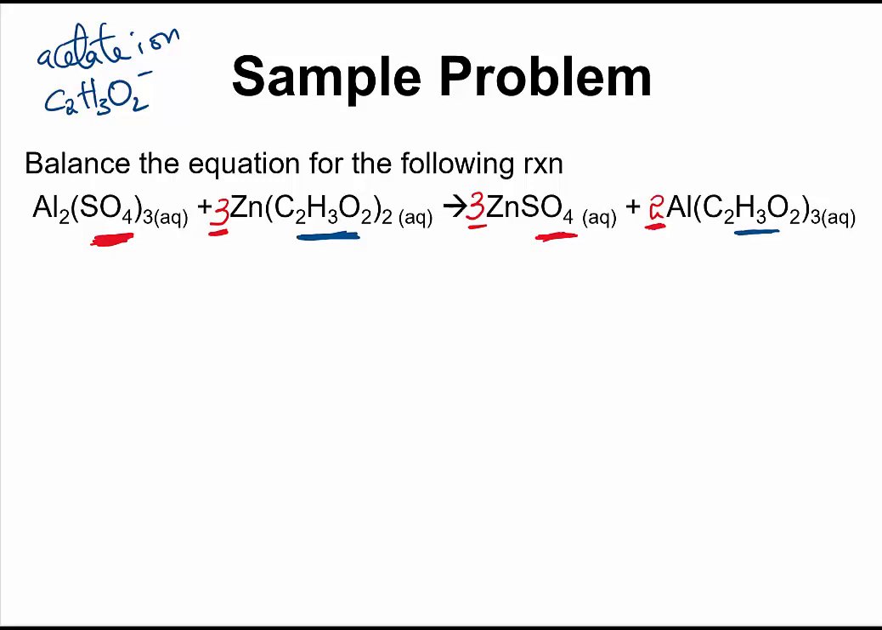So what do we have left to balance? We need to check the aluminum and we need to check the zinc. Let us begin with the aluminum. I have 2 aluminum on the reactant side. I also have 2 aluminum on the product side. So aluminum is balanced on both sides. And let us now check for the zinc. I have 3 zinc and I also have 3 zinc. So this equation is balanced.